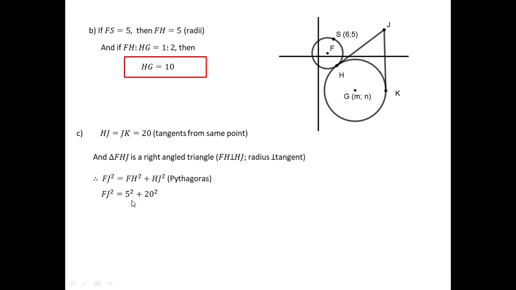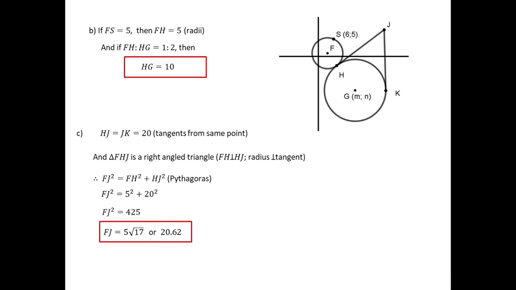So this is the length of FH, which we worked out previously. That is the length of HJ, which we were told in the question is 20. Work all of that out, and FJ is 5√17, aka 20.62. And wait for it. There it is.